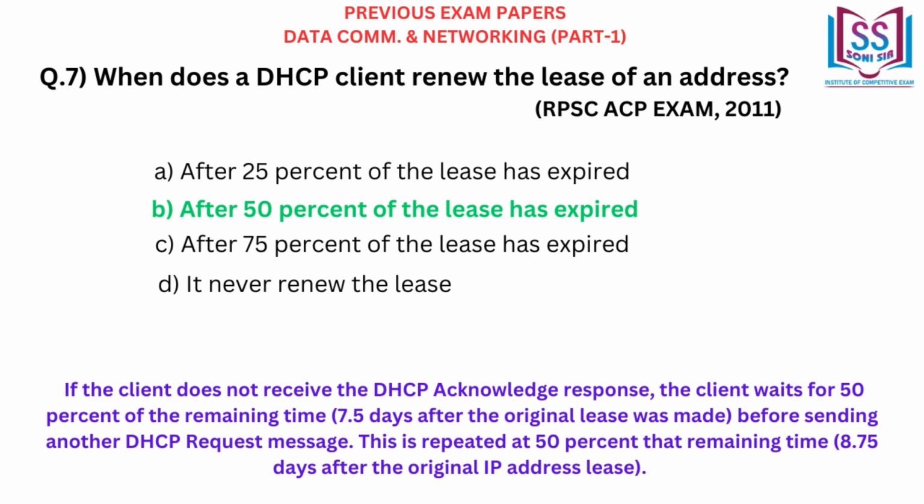If the client does not receive the DHCP acknowledge response, the client waits for 50% of the remaining time, 7.5 days after the original lease was made, before sending another DHCP request message. This is repeated at 50% of that remaining time, 8.75 days after the original IP address lease.